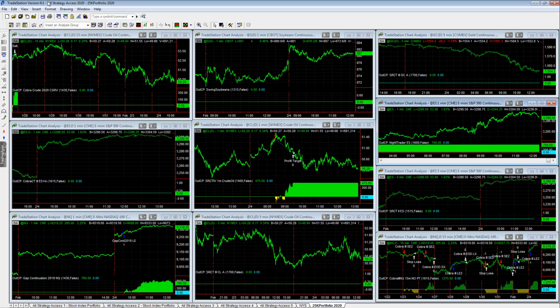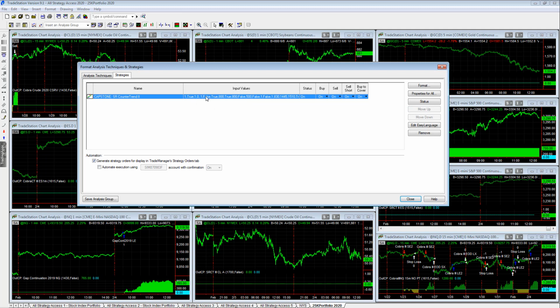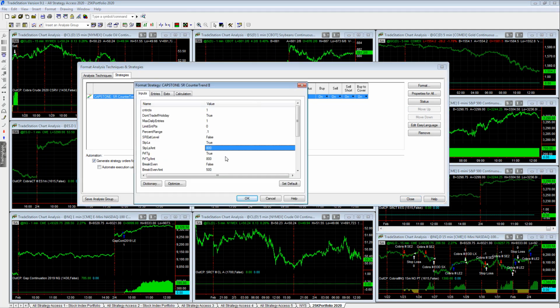Night Trader has a $1,500 stop loss, $700 profit target, and it will hold position until it hits one of those. SR counter trend 2 E-mini S&P. This has $800 stop loss, $800 profit target, or it exits at 15:10 Central.